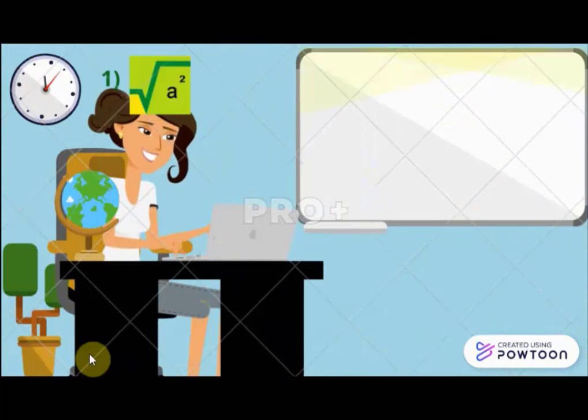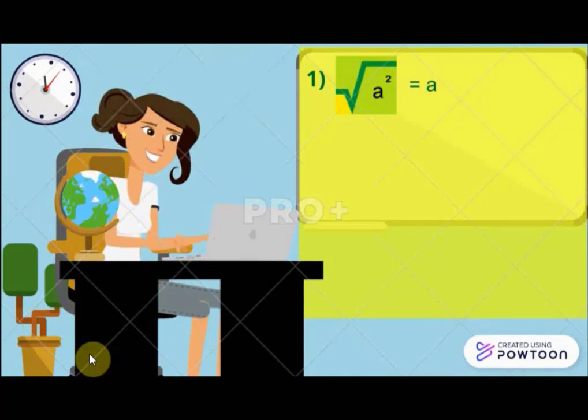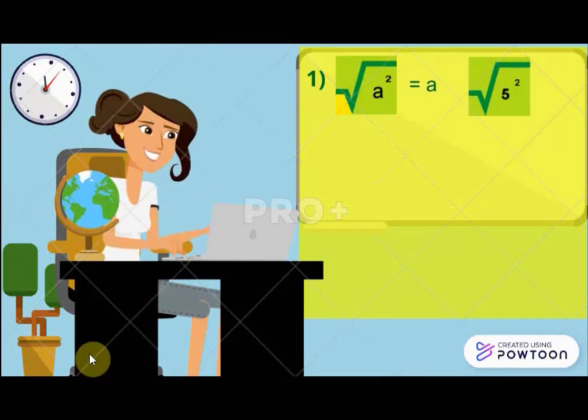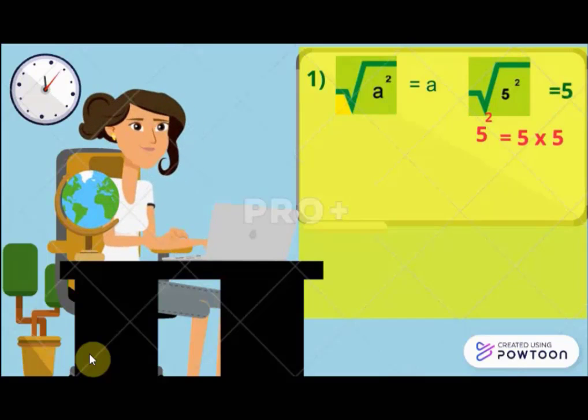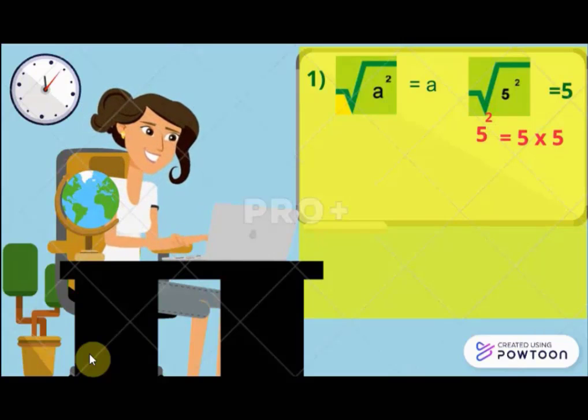Number 1. The square root of a squared equals a. That means if we want to find the square root of 5 power 2, 5 power 2 equals 5 times 5. So the square root will be 5. This means we can ignore power 2 with square root.